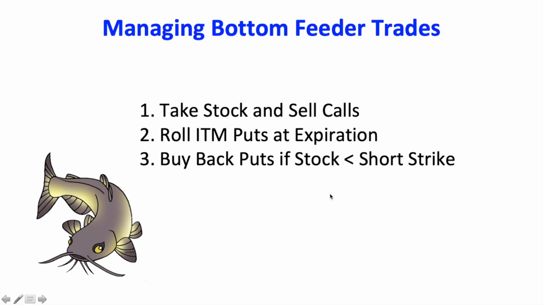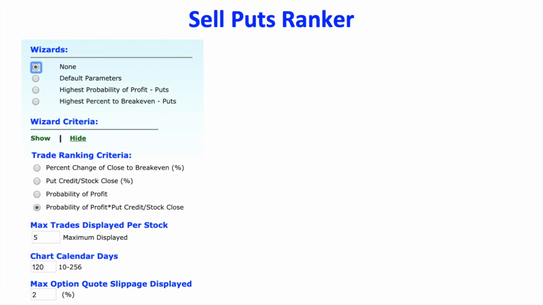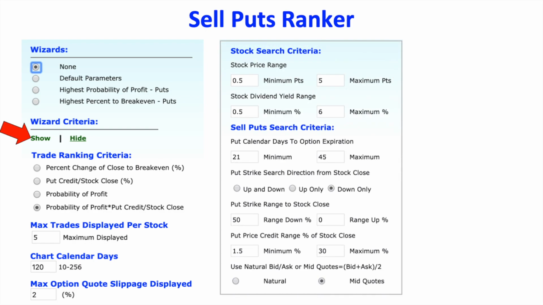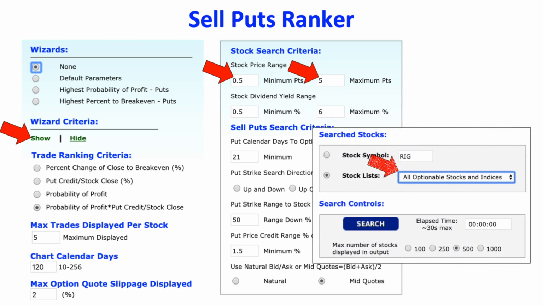So in summary, this is what you do to use the sell puts ranker to find bottom finders. You go into the wizards, you click the show button. That's going to pop up the criteria, change your minimum stock price, in other words, and your maximum stock price to 5. That's really it. And then make sure you select all optionable stocks and indices under search stocks. Click search, and you are off to the races.